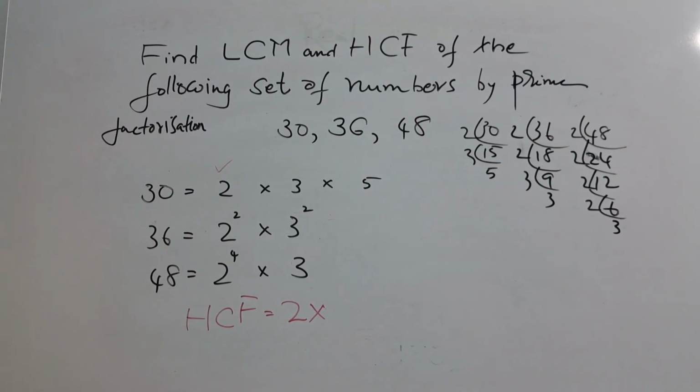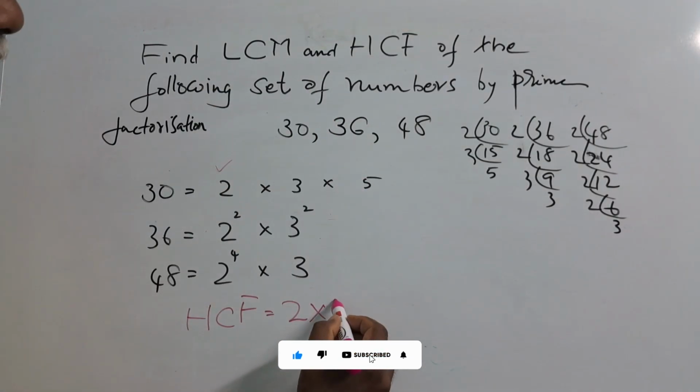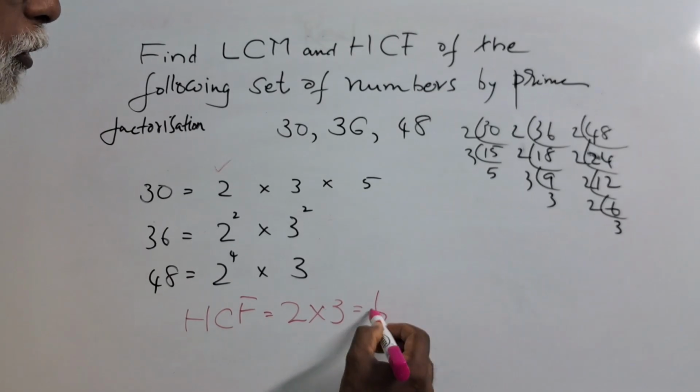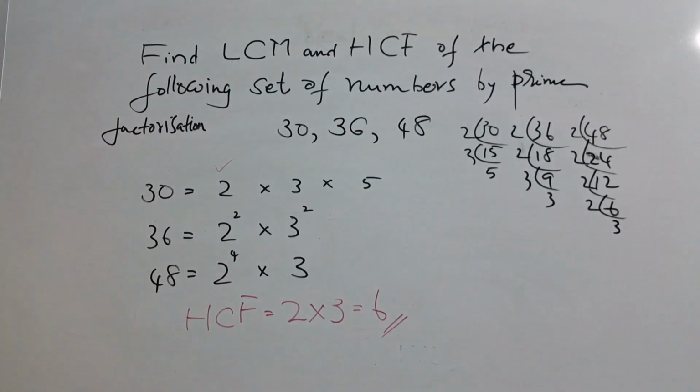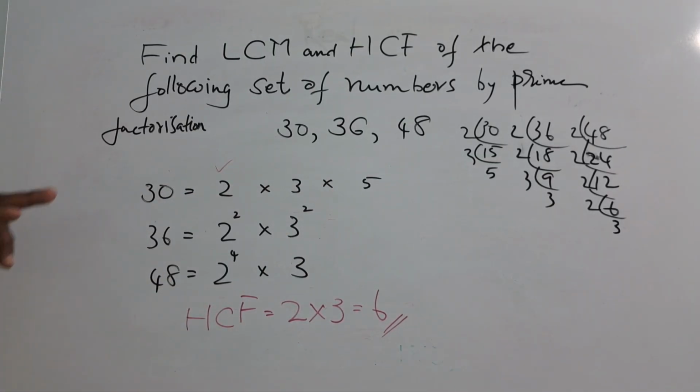Here also 3 is a common factor. The power of 3 is 1 here, 2 here and 1 here. 3 raised to 1 is considered, so 2 into 3, 6 is the HCF. We cannot consider 5 for HCF because only 30 has 5; 36 and 48 do not have 5 as a factor.